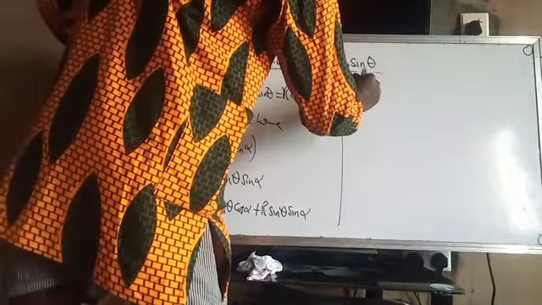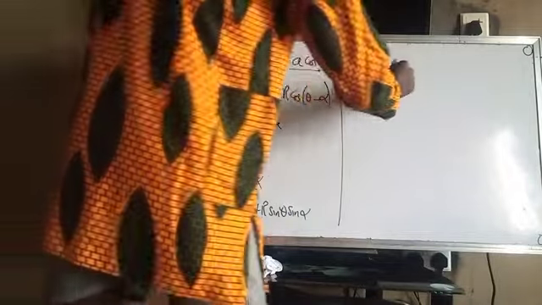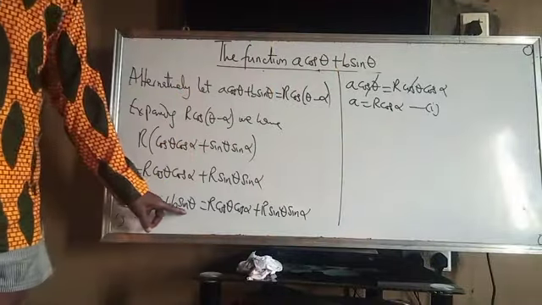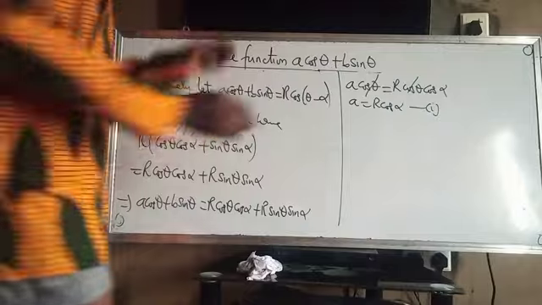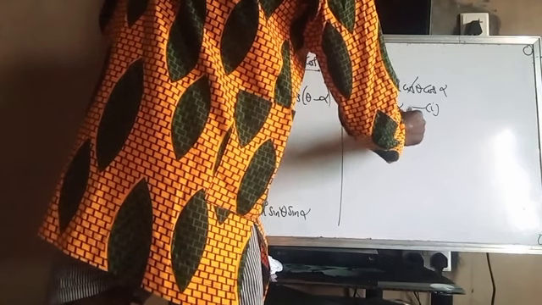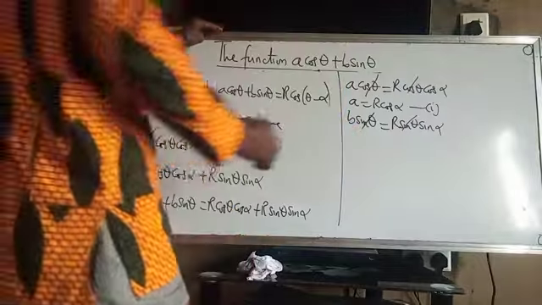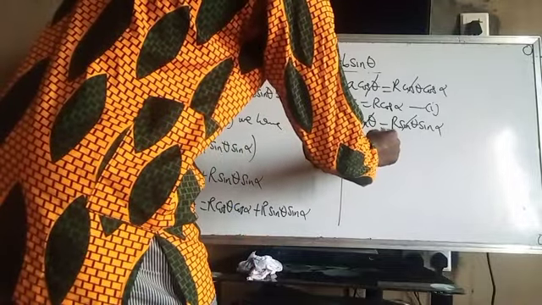So then I have what? A cos theta is equal to R cos theta cos alpha. So cos theta cancelling cos theta, you have A equals R cos alpha. Let's call that one. And for the second one, where we have sine theta, you compare this and this together. So B sine theta is equal to R sine theta sine alpha. Sine theta cancels sine theta. You have B equals R sine alpha. So let's call this one Equation 2.